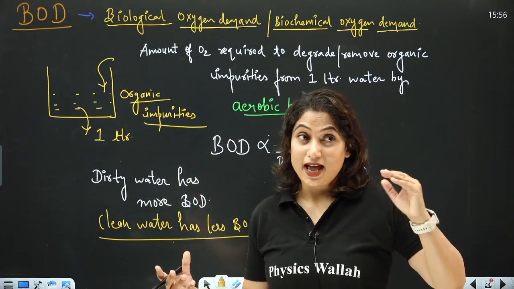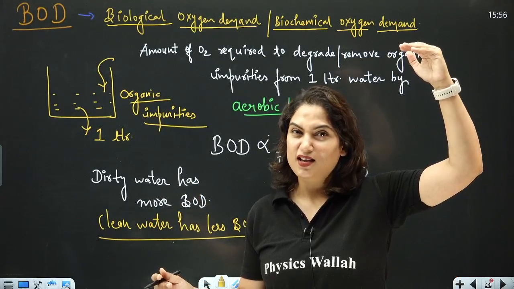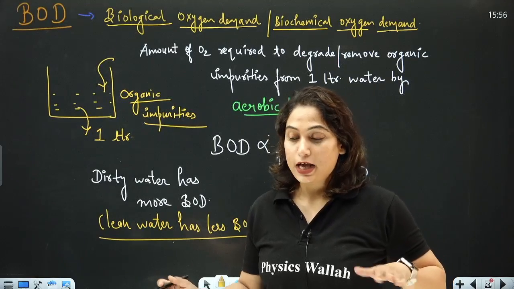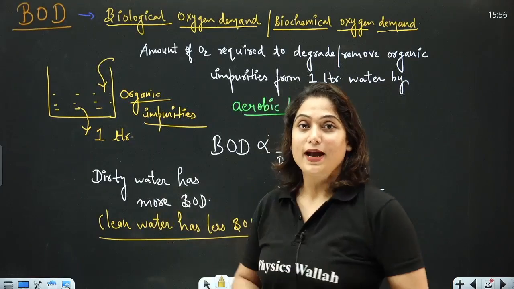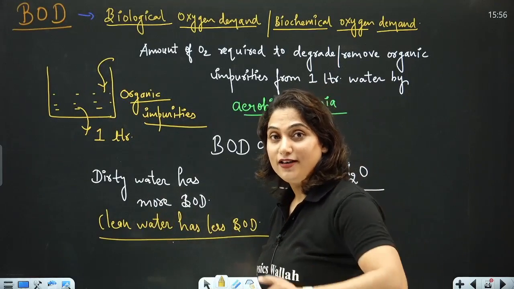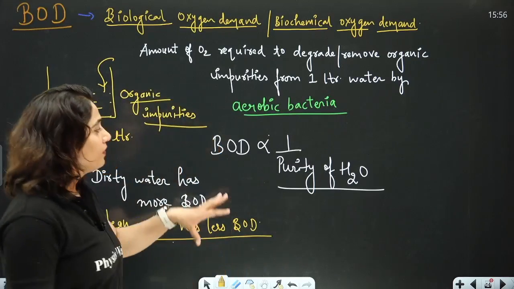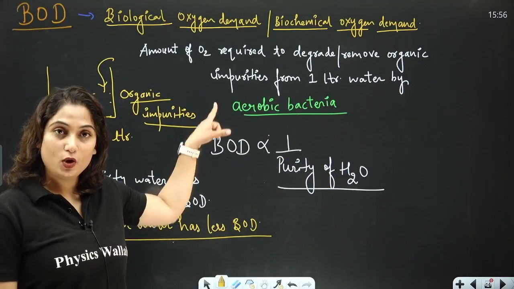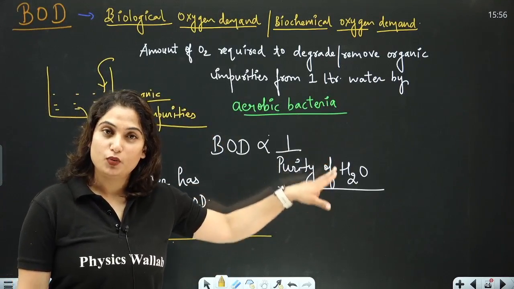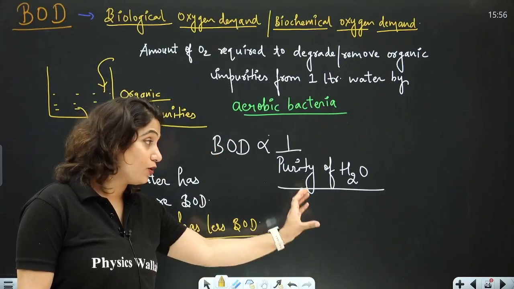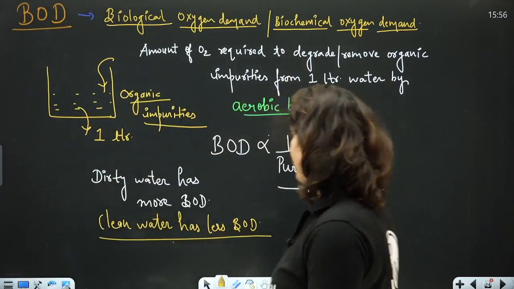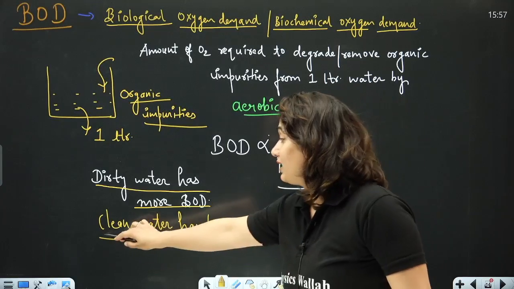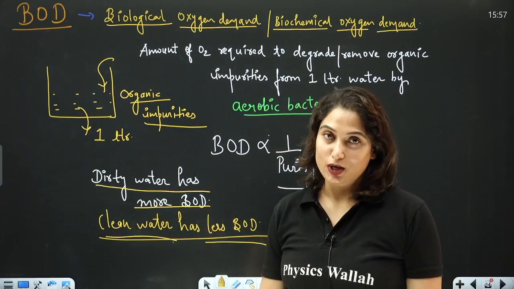So if water has higher BOD, that means it is dirty, and if water has low BOD, that means it is pure, right? So if the BOD is getting reduced, that means the water is getting purified. So we can say that BOD is inversely proportional to purity of water. If BOD is high, the purity of water will be less. If BOD is less, then the purity of water will be high. Okay, so dirty water has more BOD and clean water has less BOD. Are you getting my point?